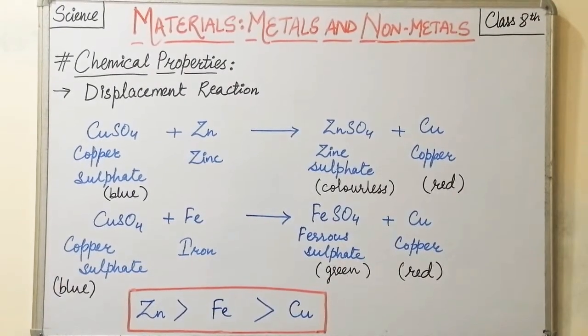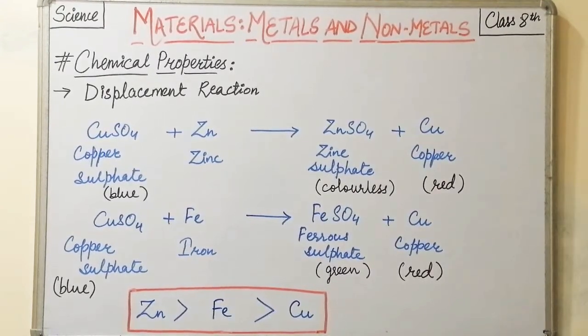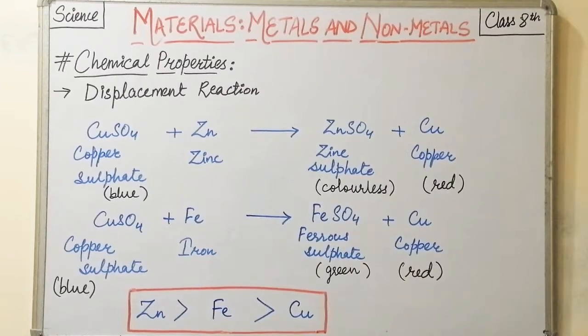Here again we are given an activity in which we have taken 5 beakers in a row, in which we have kept copper sulfate solution in the first 2 beakers, then zinc sulfate solution in another 2 beakers, and iron sulfate solution in the last beaker.